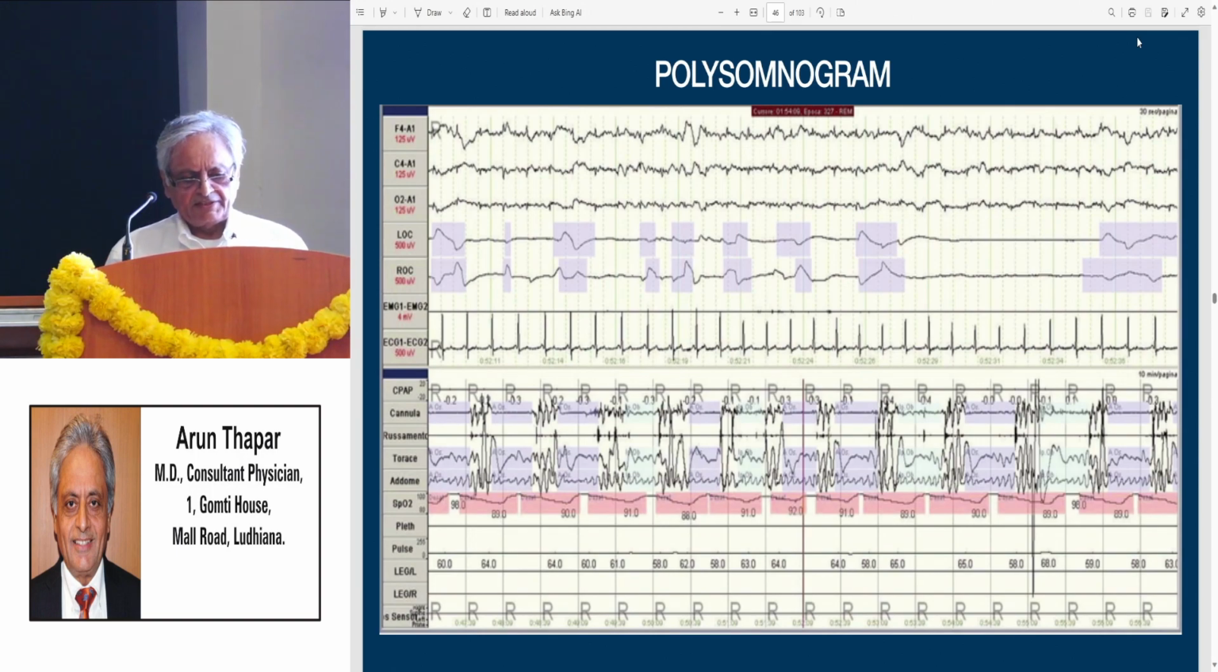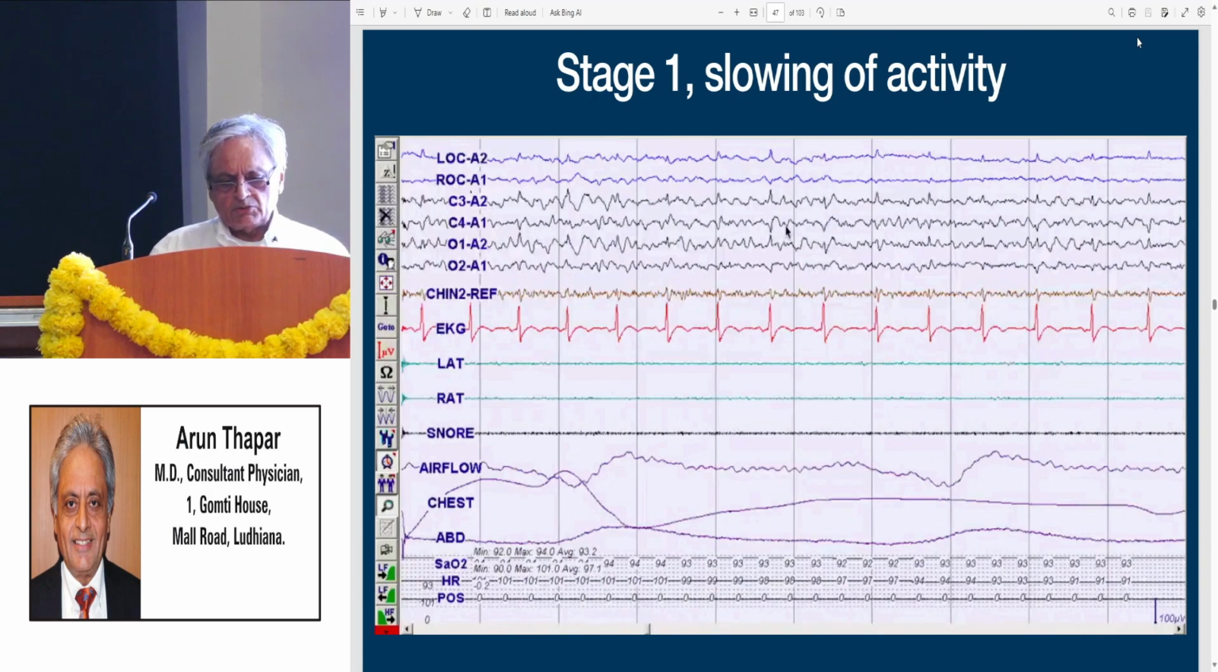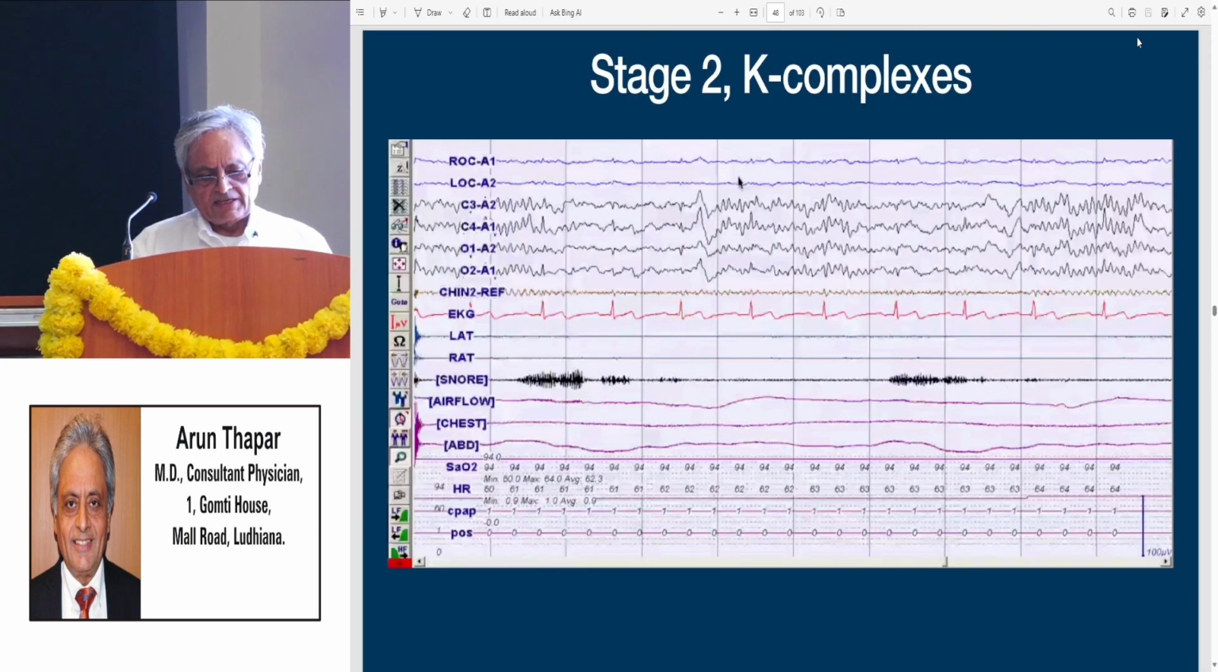Again, polysomnographies are there. That's the graph which you get for 8 to 10 hours of sleep, or maybe any number of hours the patient sleeps, right from 7 hours onwards. So you have the waves coming from the eyes, from the brain, from the chin, and from other parts of the body. We calculate the SpO2, the pulse, the heart rate, and continuous video monitoring is there. In stage 1, you can see the slowing of the activity in the upper layers. In stage 2, you have the K complexes. I don't know if I can show you here.